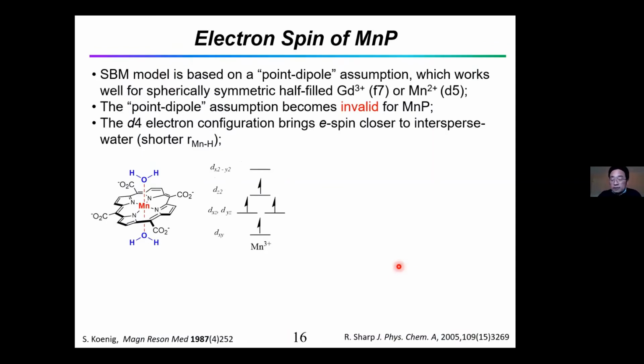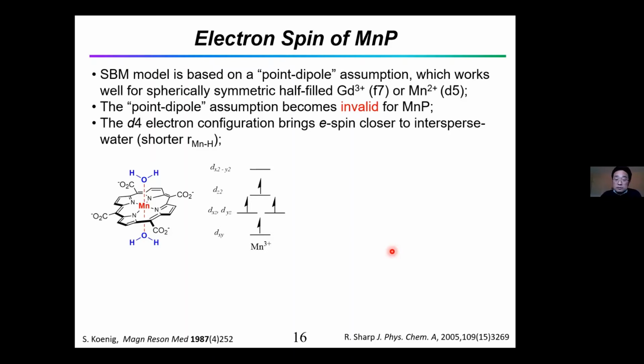Of course, these values don't really explain why the manganese porphyrin has such an interesting, unexpected, unusually high relaxivity. So it turns out that the reason we cannot use the classic SBM model is because the SBM model has a very important assumption, the so-called point dipole assumption, meaning that the unpaired electron really has to be localized, sitting in the paramagnetic center. And that works very well, of course, for gadolinium and manganese 2+, because these agents, as I mentioned, have a half-filled electron configuration. Their electron cloud is kind of spherically symmetric.